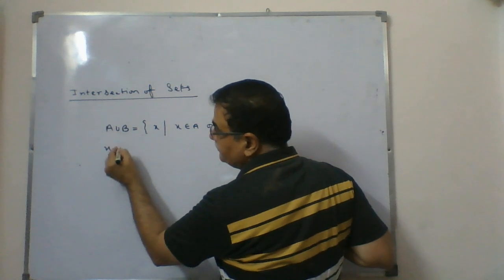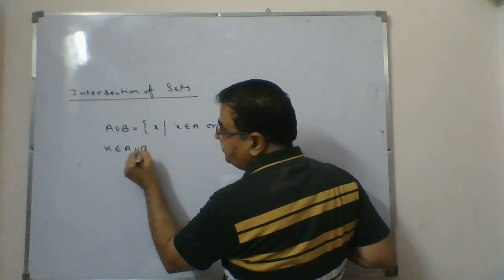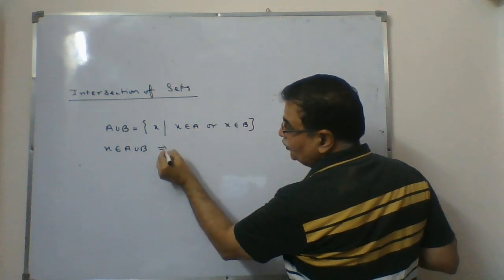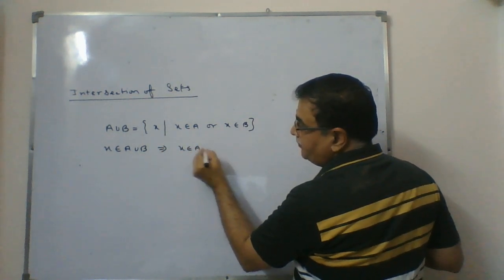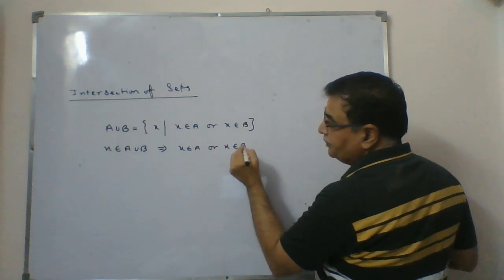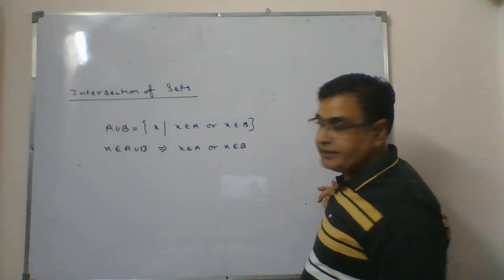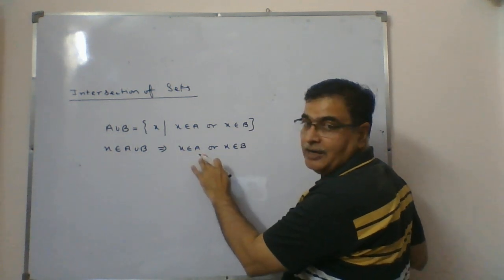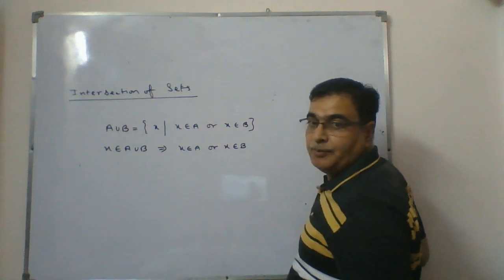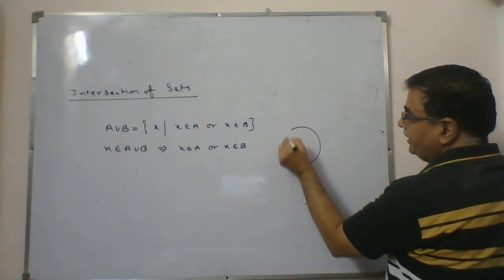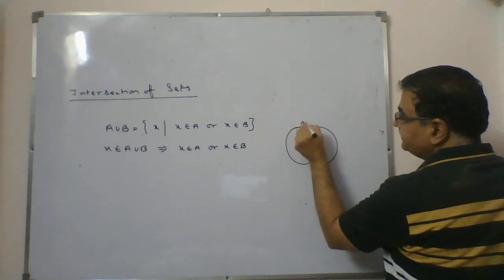If X belongs to A union B, if X is a member of A union B, then one more thing you should know is that X is an element of A or X is an element of B. This way also you should know how to write it. X is an element of A union B means either X is an element of A or X is an element of B.